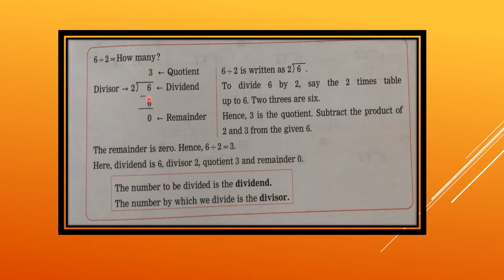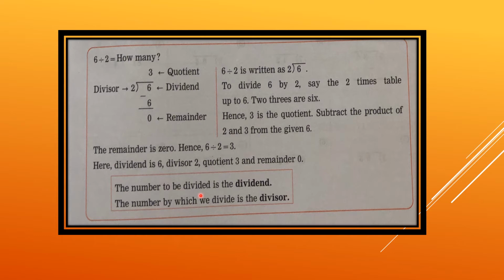And when you do 6 minus 6, the answer is 0. So that is your remainder. 6 divided by 2 is written as I explained before. To divide 6 by 2, say the 2 times table up to 6. 2 threes are 6. We are just going over this once again. Hence 3 is the quotient. Subtract the product of 2 and 3 from the given 6. So the remainder is 0. Hence 6 divided by 2, the answer is 3. Hence dividend is 6, divisor 2, quotient 3 and remainder 0.